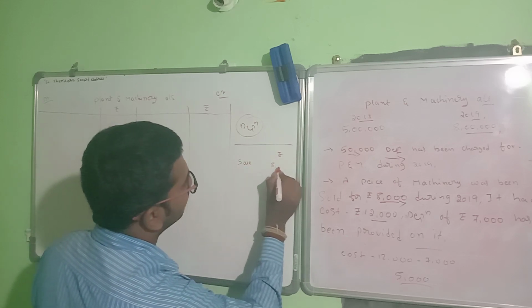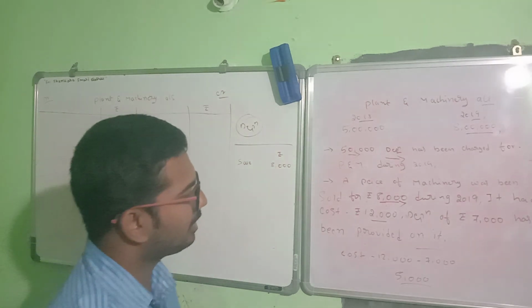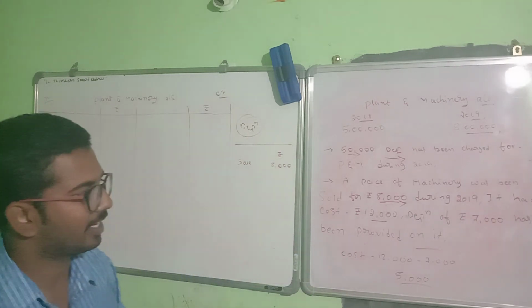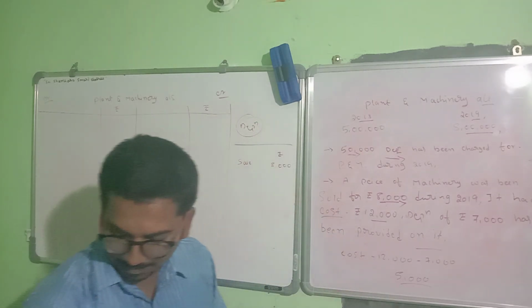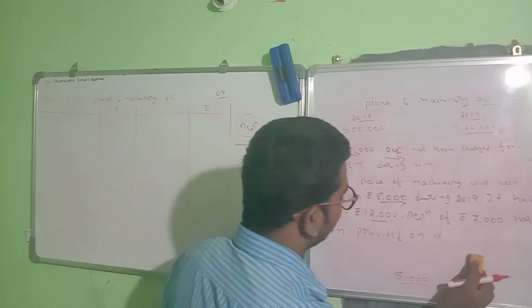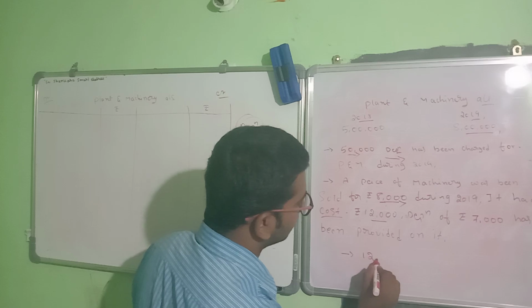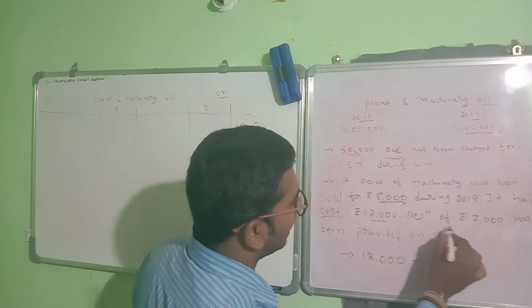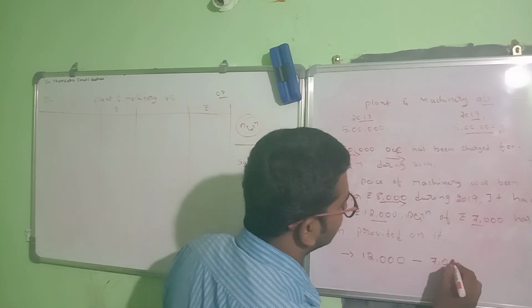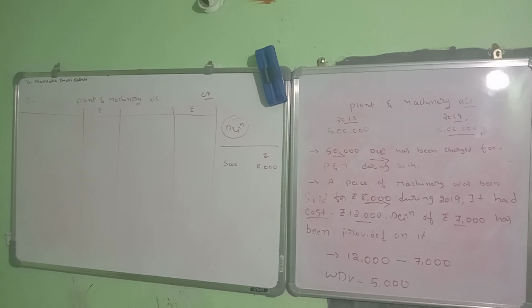Sale value is 8,000. So from that 8,000, deduct the written down value of the machinery. Written down value is cost minus accumulated depreciation on it. So what is the cost of machinery here? 12,000. And the accumulated depreciation charged on that is 7,000. So 12,000 minus 7,000.